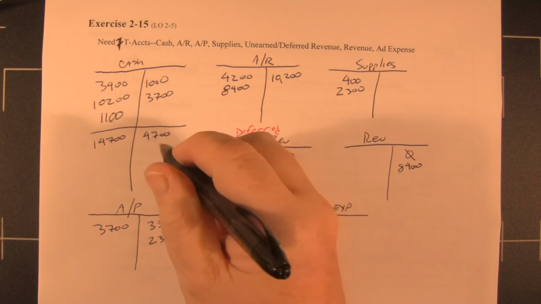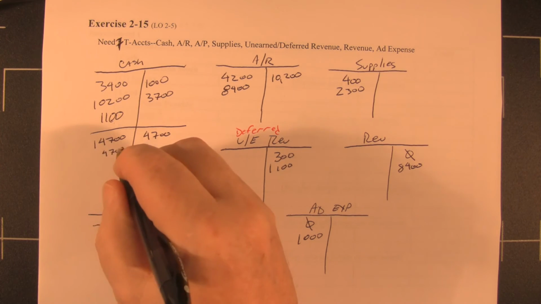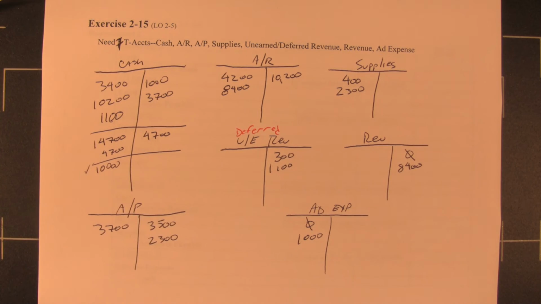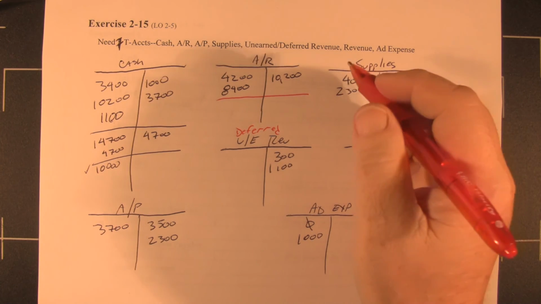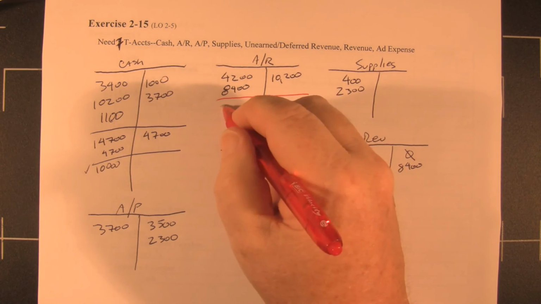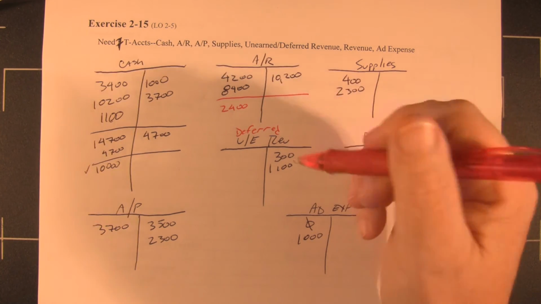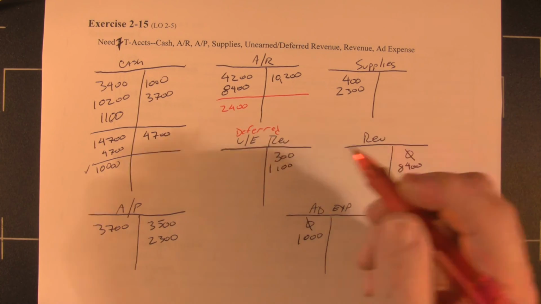Add up both sides, and then subtract the smaller number from the larger number and write the answer under the larger number. That's the balance. And we'll go through and do that for all of these. Now for some of them it's pretty straightforward. Accounts receivable, we only have 2, and when we finish up it's 2,400. Again, adding up both sides, subtract the smaller number from the larger number, write the answer under the larger number.